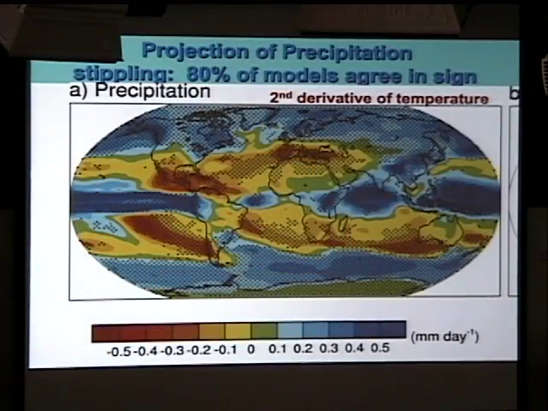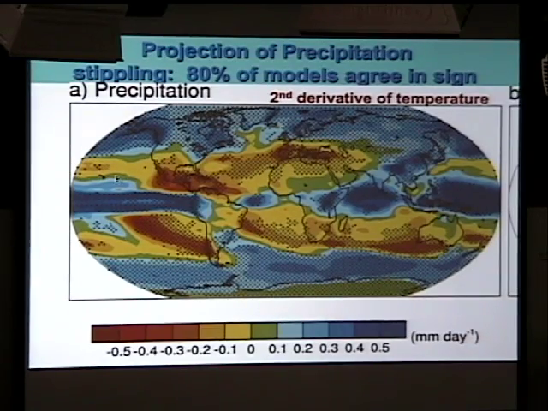So this is a figure from the IPCC report. You can see the dotted areas are where we agree in the sign, not the magnitude, in the sign. So some obvious things: here in the tropics it gets warmer, there's more evaporation, there's more precipitation.